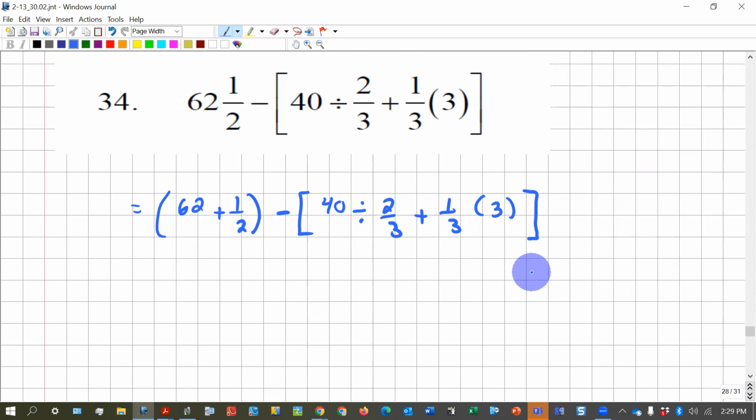We have 3 sets of parentheses now. Inside these round parentheses, there's just a number, 3. Inside the square bracket, there's a bunch of operations. Inside the first parentheses, there's 1 operation. And the 2 parentheses are separate from each other. So we should look at the one on the left first.